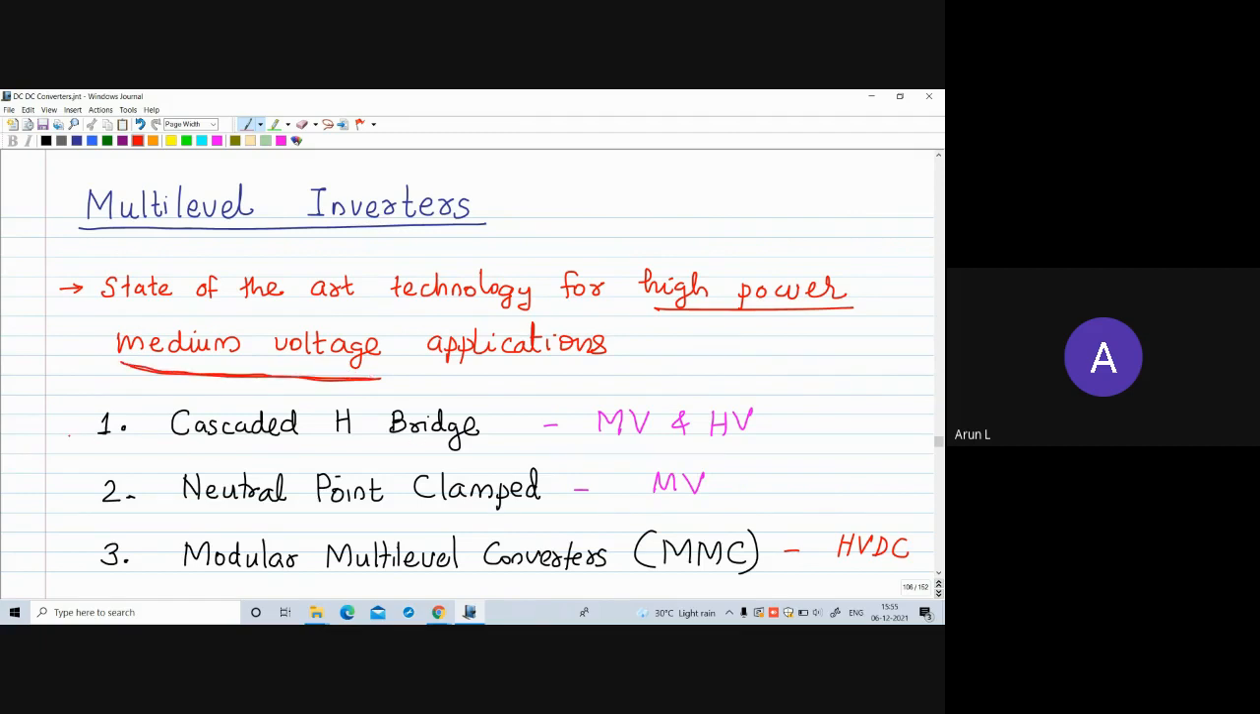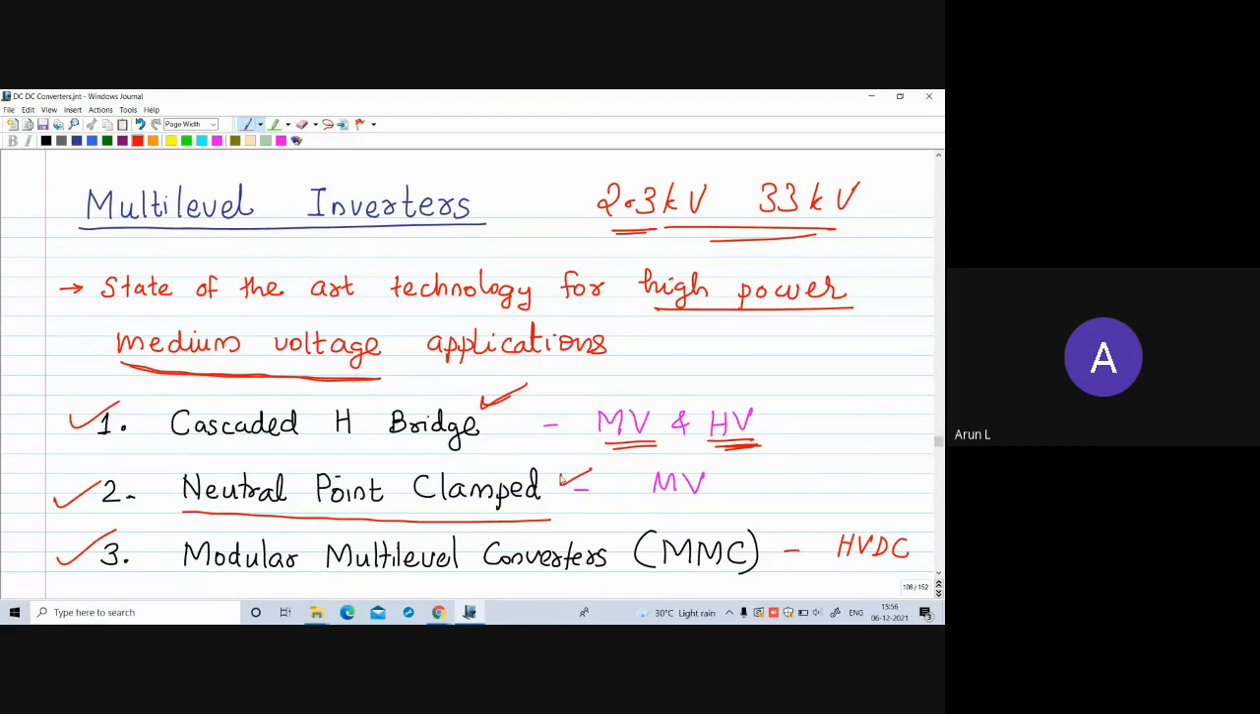So these are the three popular multi-level converters. Cascaded H-bridge, which is usually used in medium voltage to high voltage. In power electronics, medium voltage refers to 2.3 kV to 33 kV. Something greater than 33 kV is referred to as high voltage, and less than 2.3 kV is low voltage. So in medium and high voltage ranges, we have cascaded H-bridge. And then in the medium voltage ranges, we have neutral point clamped converters.